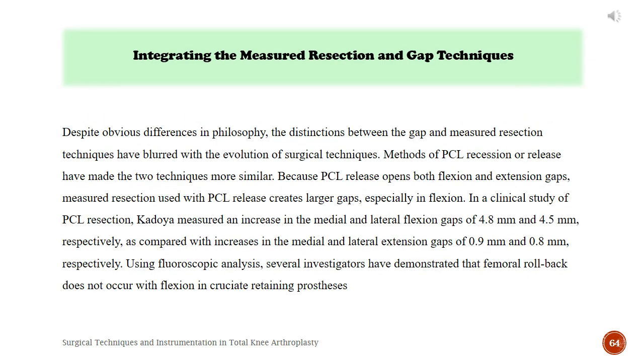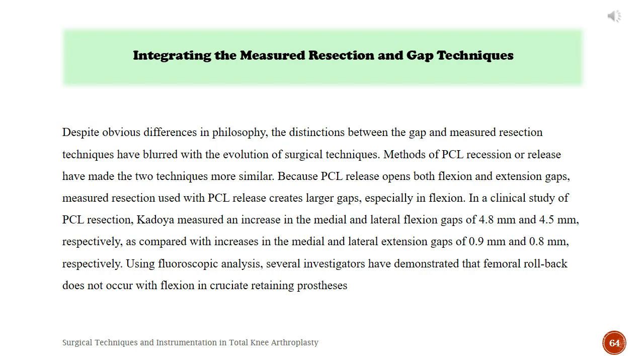Integrating the measured resection and gap techniques. Despite obvious differences in philosophy, the distinctions between the gap and measured resection techniques have blurred with the evolution of surgical techniques. Methods of PCL resection or release have made the two techniques more similar. Because PCL release opens both flexion and extension gaps, measured resection used with PCL release creates larger gaps, especially in flexion.